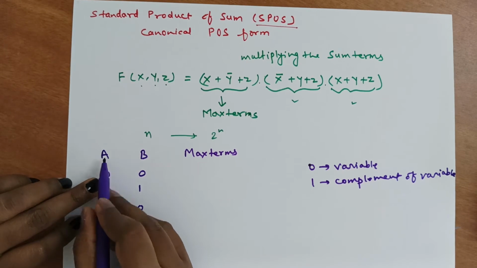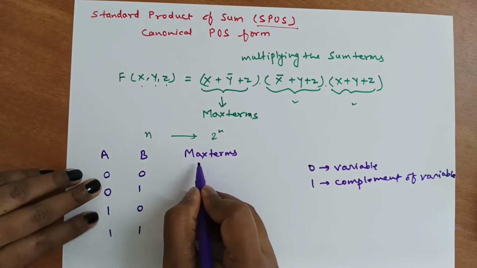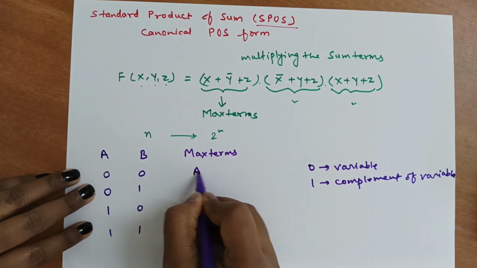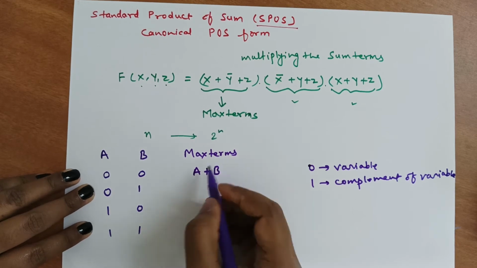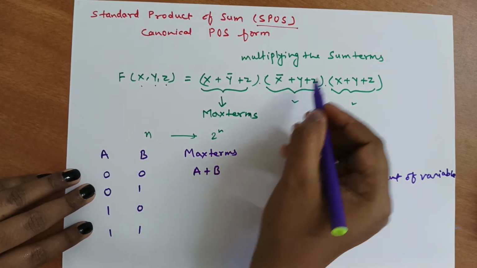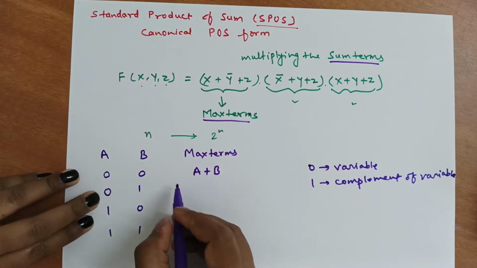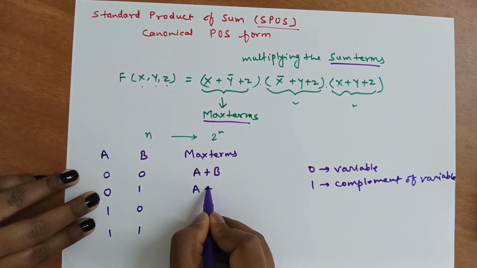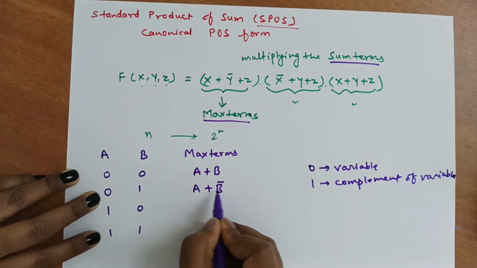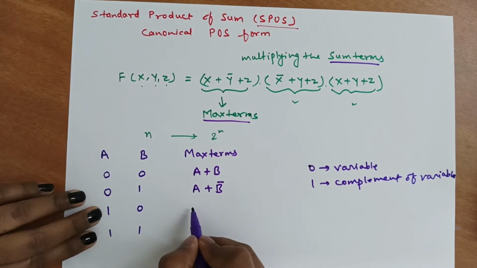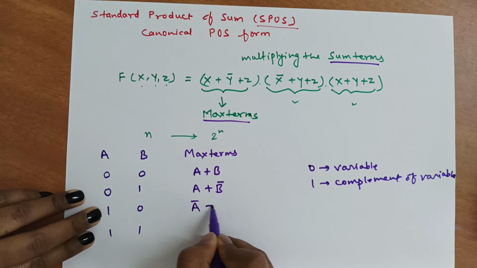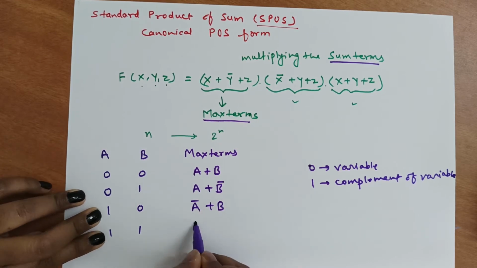So 0 means here A, here B. So the max term will be A plus B, because this is a sum term. Max terms are sum terms. So here this will be A plus B. This is A plus B bar, B bar because 1. A bar plus B. And this is A bar plus B bar.